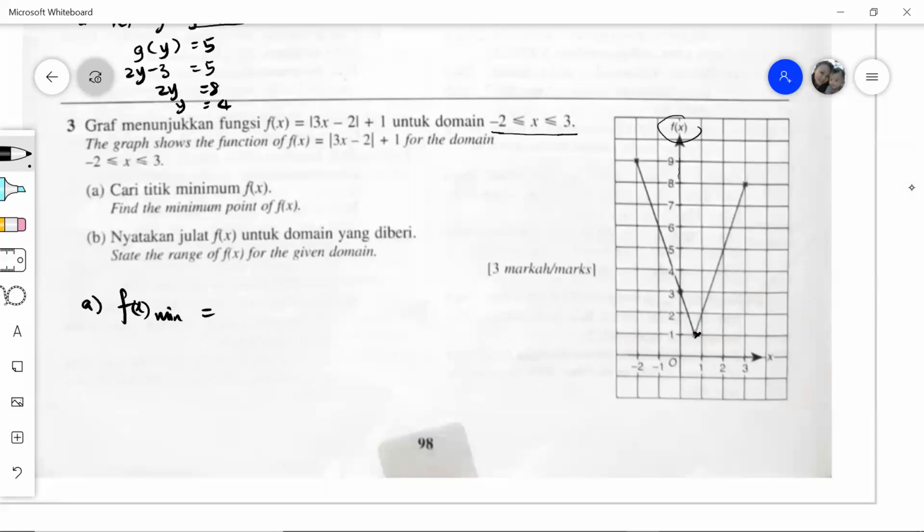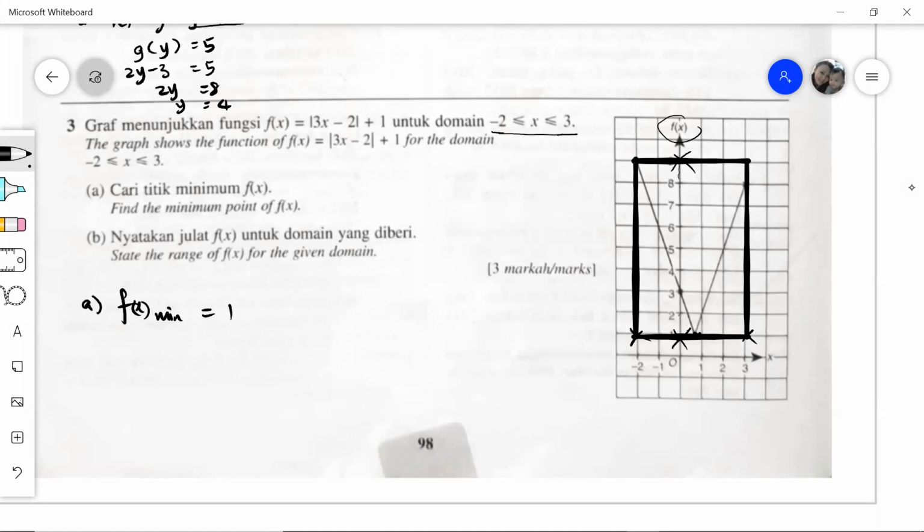How low can you go? Here. So it's 1. Understand? You boxed up everything, so the part that you boxed up will be the value within this frame. So the x value will be in between negative 2 and 3, and the y value will be from the maximum 9 to 1. Can you see that?